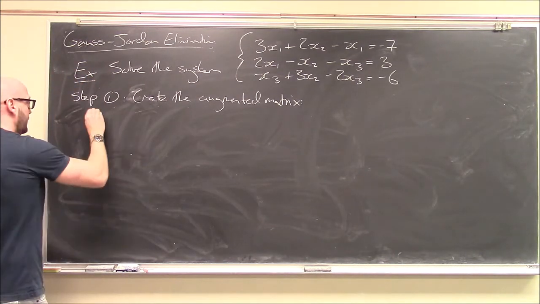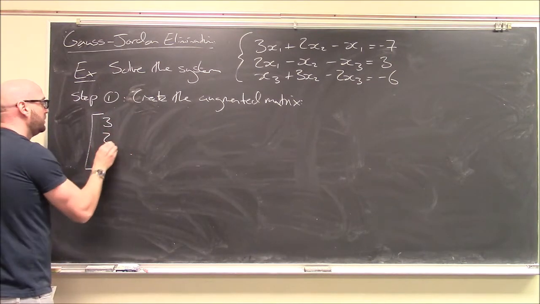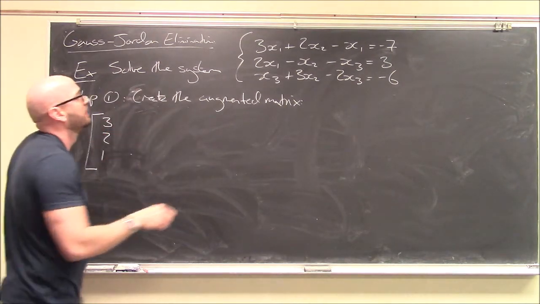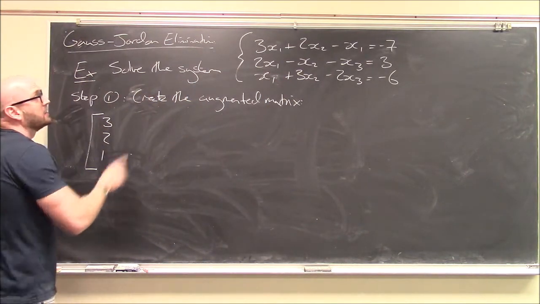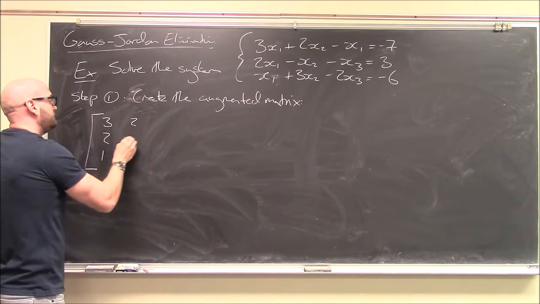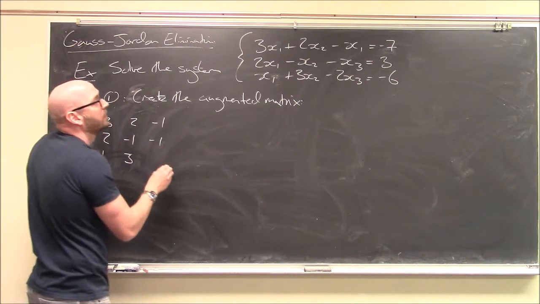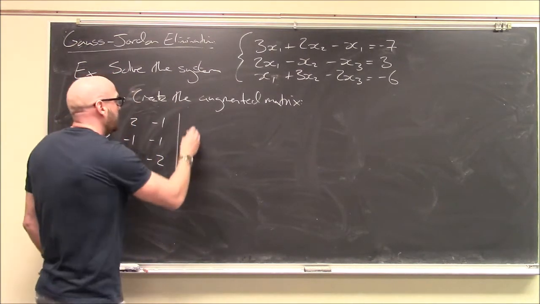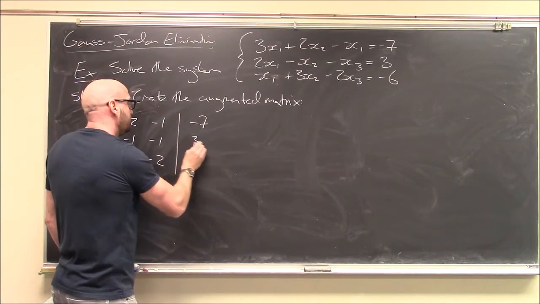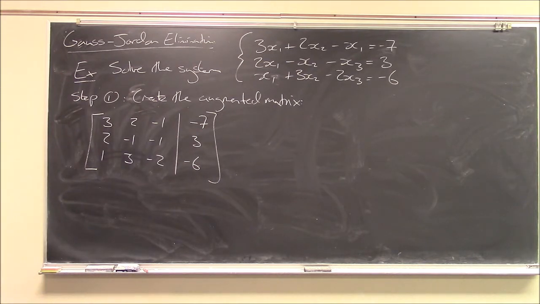So we'll construct our augmented matrix. First column, coefficients of, oops, I wrote x3 here, this is of course x1: 3, 2, 1. Second column, I've got 2, minus 1, 3. Third column, I've got minus 1, minus 1, minus 2. And then to the right of the equal sign, I've got minus 7, 3, minus 6. So I have my augmented matrix now.